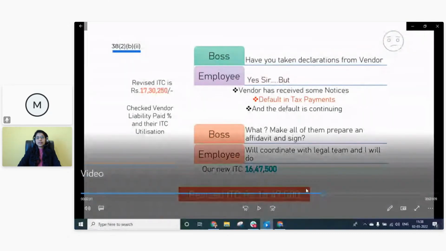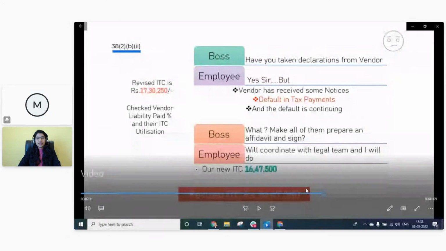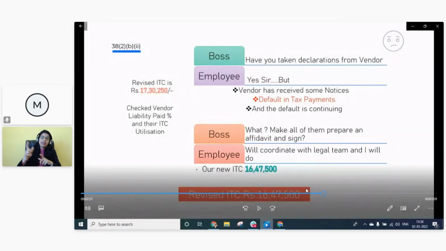Many times what happens, there can also be... So we also have to check the liability which is paid in percentages of their ITC utilization. Many times people actually do this. So if you have heard about this Rule 86P, what exactly they say is that 1% of the payment should be paid in the form of cash to the vendors to whom this Rule 86B is applicable.